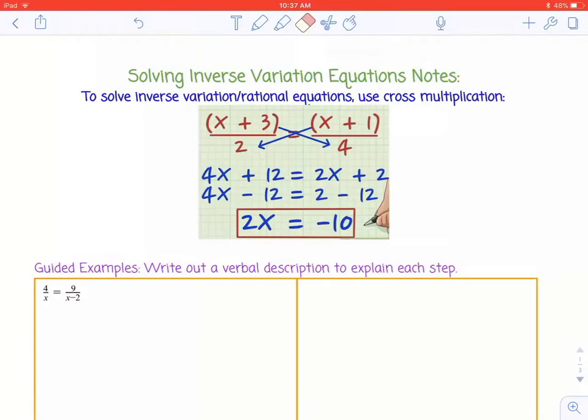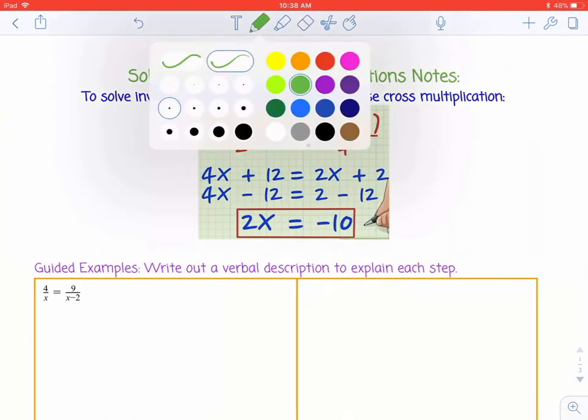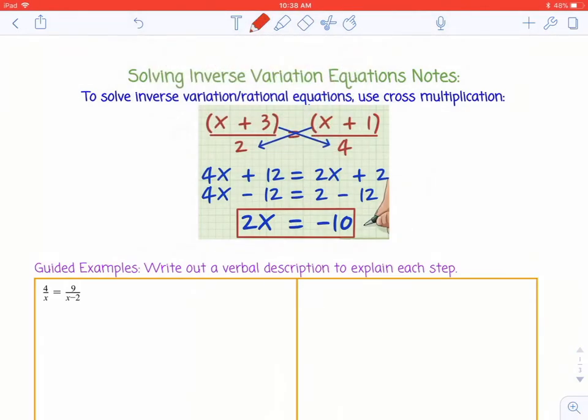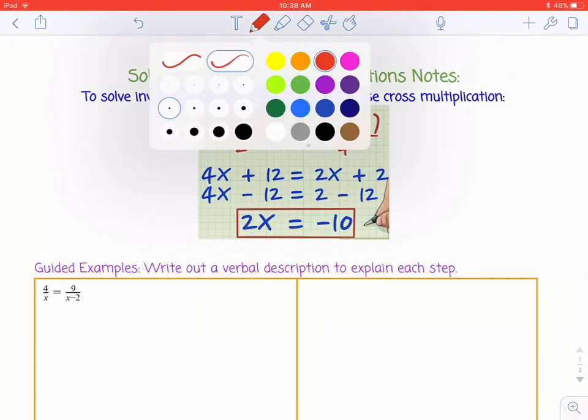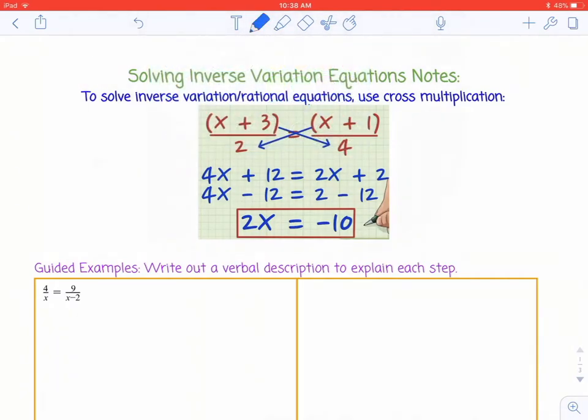In this video, we're going to solve inverse variation equations. To solve an inverse variation or rational equation, we're going to use cross multiplication. There's an example right there for you to have a good look at one all the way worked out. So let's start with example 1.